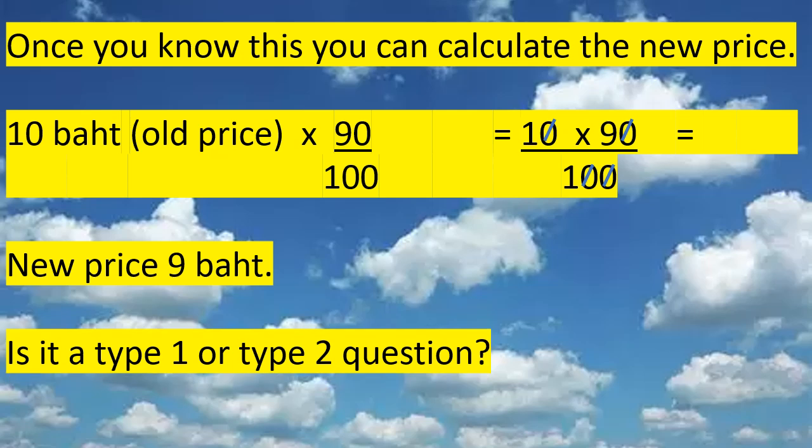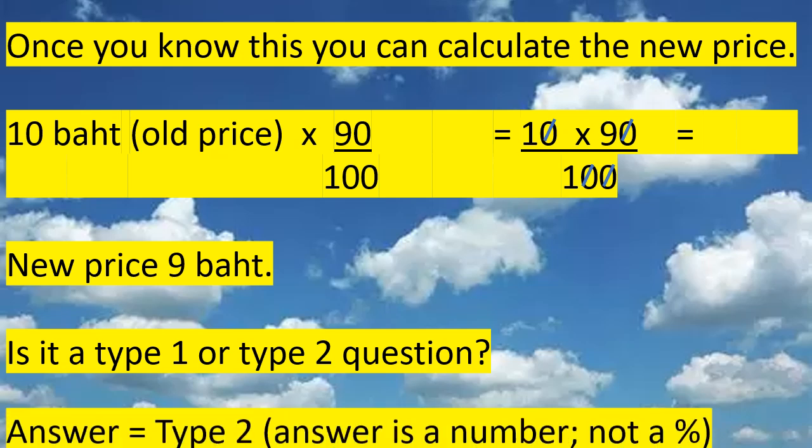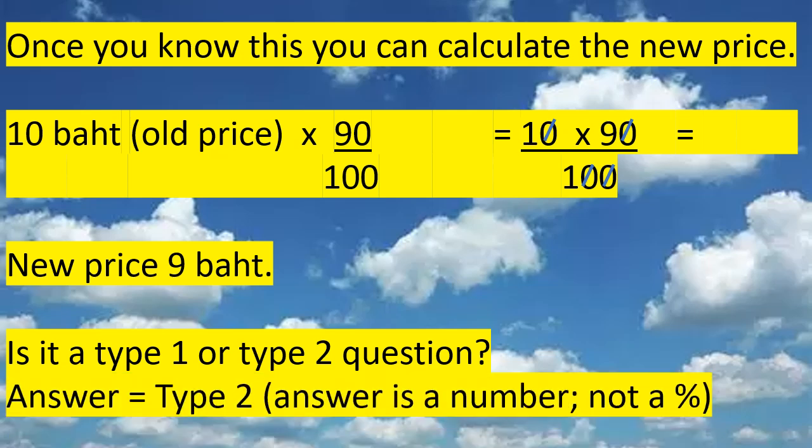Okay, question. Is this a type 1 or type 2 question? And the answer is it's type 2 because the answer is a number, 9 baht, not a percentage.